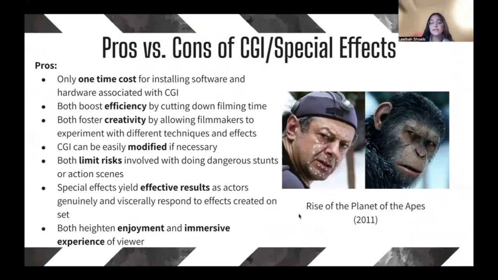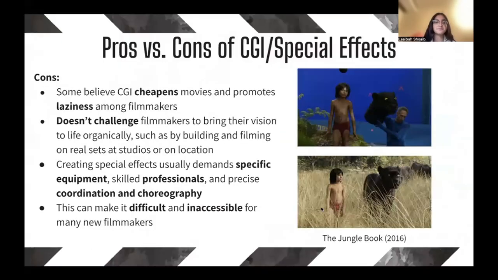And one example we can see on the right is a movie that relies pretty heavily on CGI, which is Rise of the Planet of the Apes from 2011. And we can see in the picture how CGI as a technology is used to transform the actor's face into that of an ape. So definitely a very useful technology in the film industry that has a lot of pros, but also comes with a lot of cons, which we'll be getting into next.